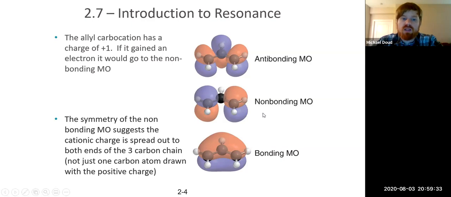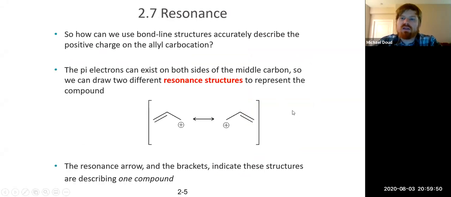Now, looking at the non-bonding molecular orbital, it seems like if this is missing an electron, in other words, that's where the positive charge is, the positive charge we would predict would be spread to carbon one and carbon three. And in fact, that's what we find if we look at the possible resonance structures. We can imagine a resonance structure that has a double bond between carbon one and carbon two, and then an empty p orbital on carbon three. Or similarly, we could have an empty p orbital on carbon one, and then a pi bond between carbons two and carbon three. So these are both examples of possible resonance structures.